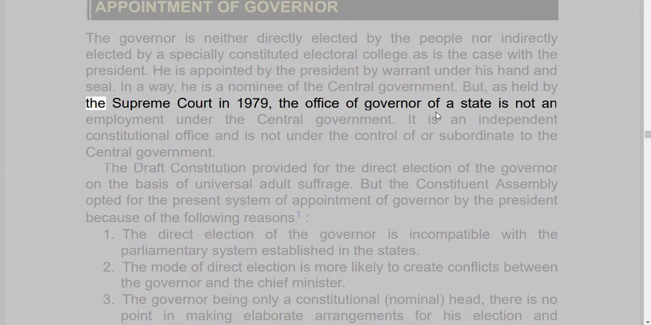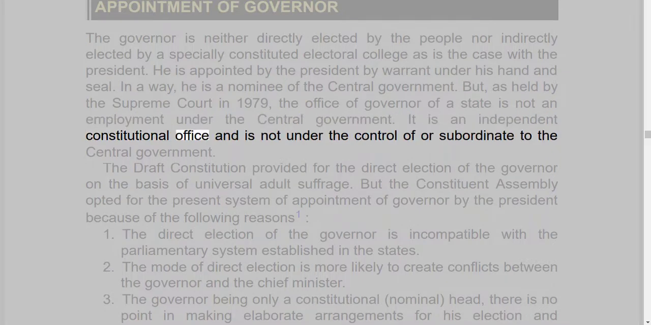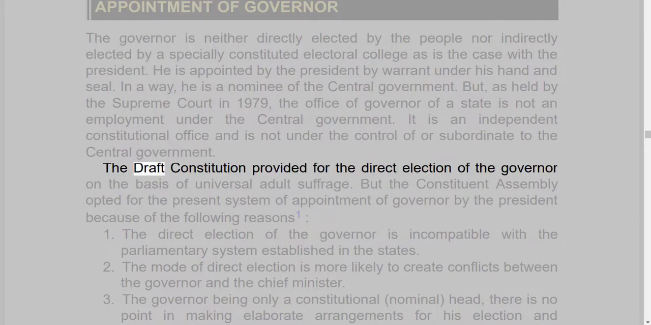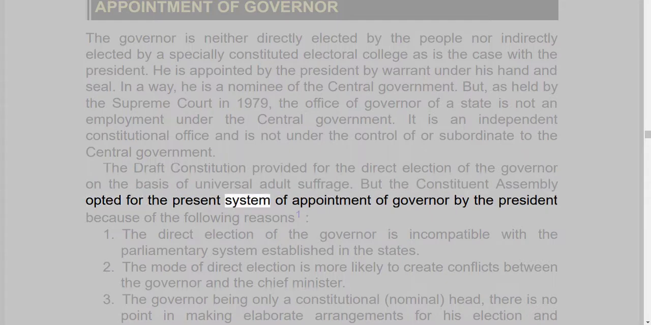But, as held by the Supreme Court in 1979, the office of governor of a state is not an employment under the central government. It is an independent constitutional office and is not under the control of or subordinate to the central government. The draft constitution provided for the direct election of the governor on the basis of universal adult suffrage. But the Constituent Assembly opted for the present system of appointment of governor by the president because of the following reasons.